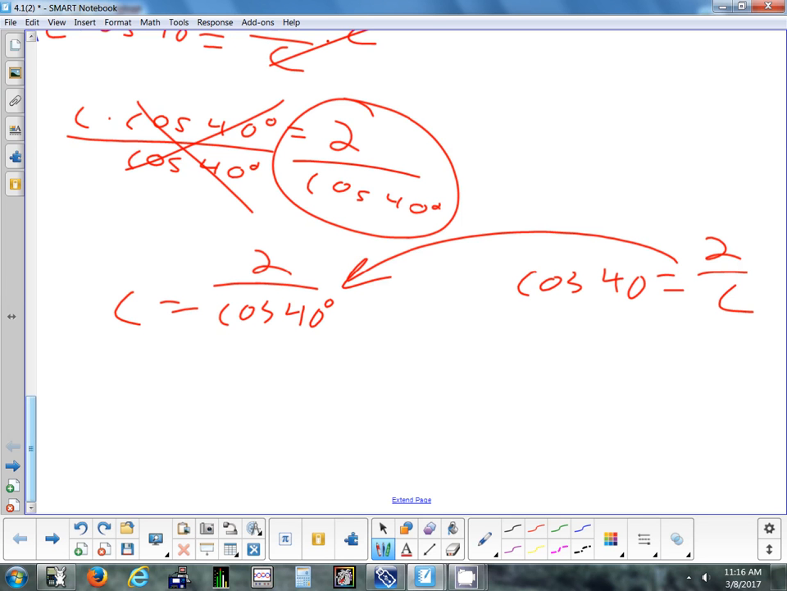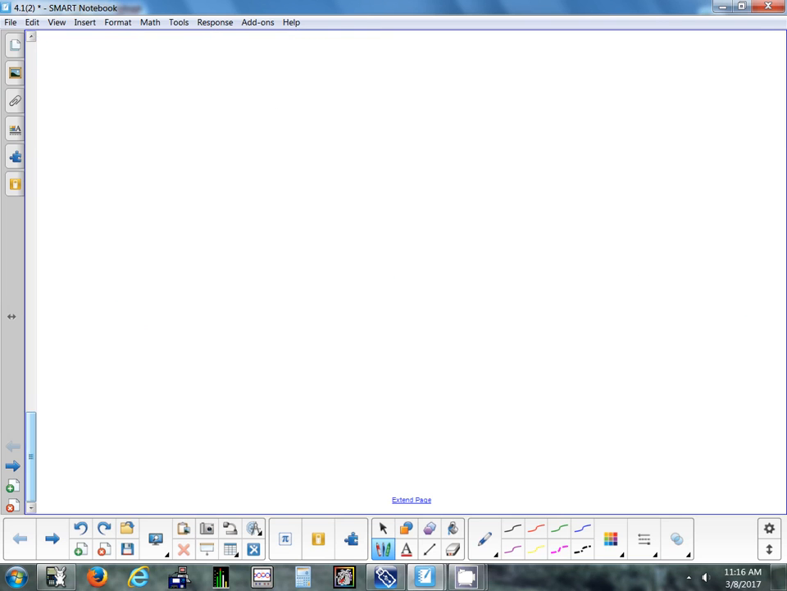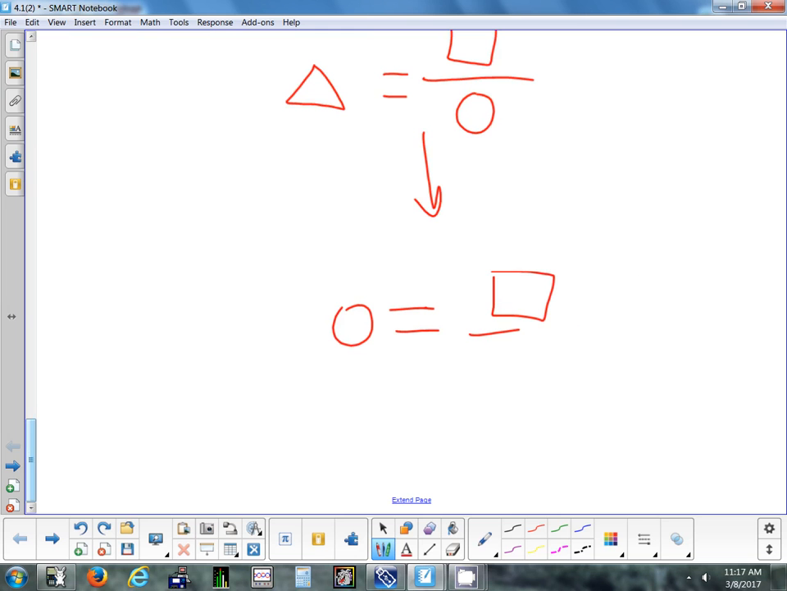Well, that's the arithmetic we did. But look at it this way. If you have triangle equals square divided by circle. We started with that. We ended with something that looks like this. Circle equals square divided by triangle. So how did I get from here to here? Just switch the circle and the triangle. Yeah. All we did was switch those two things.